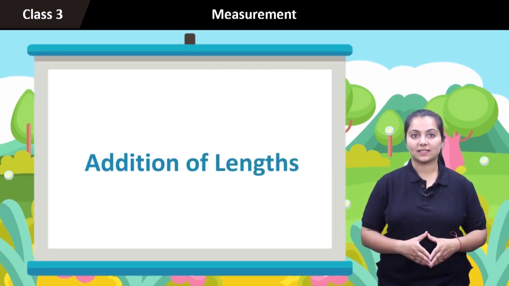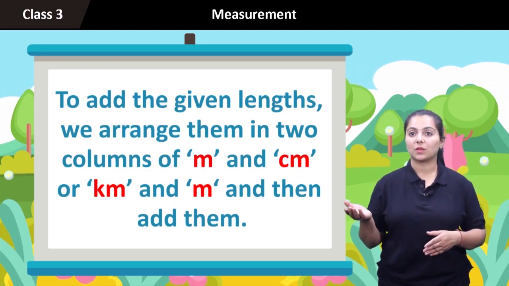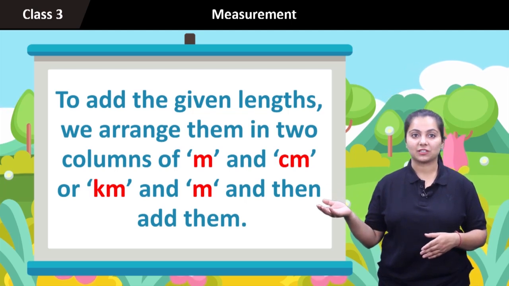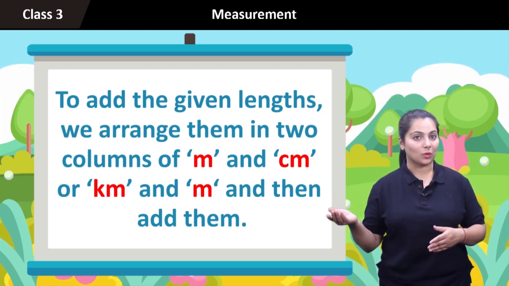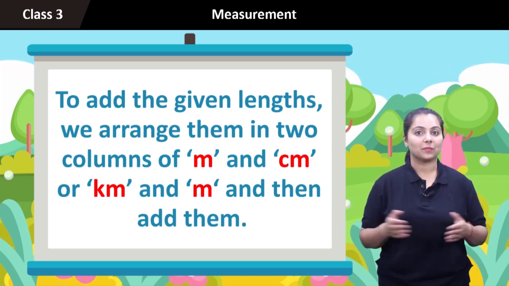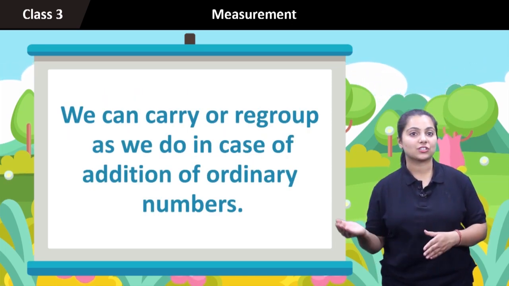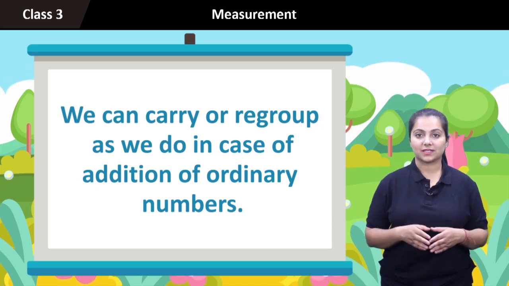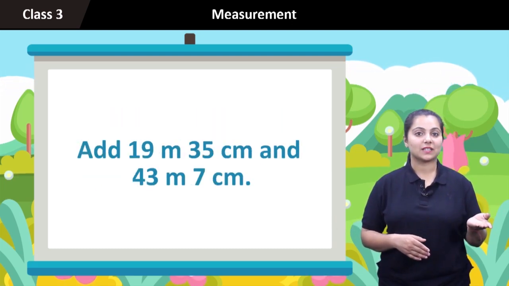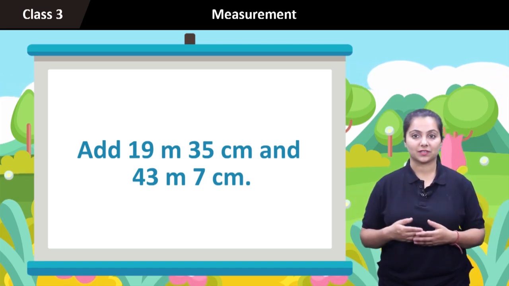Addition of lengths. To add the given lengths, we arrange them into two columns of m meter and cm centimeter, or km kilometer and m meter, and then add them. We can carry or regroup as we do in case of addition of ordinary numbers. Now look at one example. Add 19 meter 35 centimeter and 43 meter 7 centimeter.